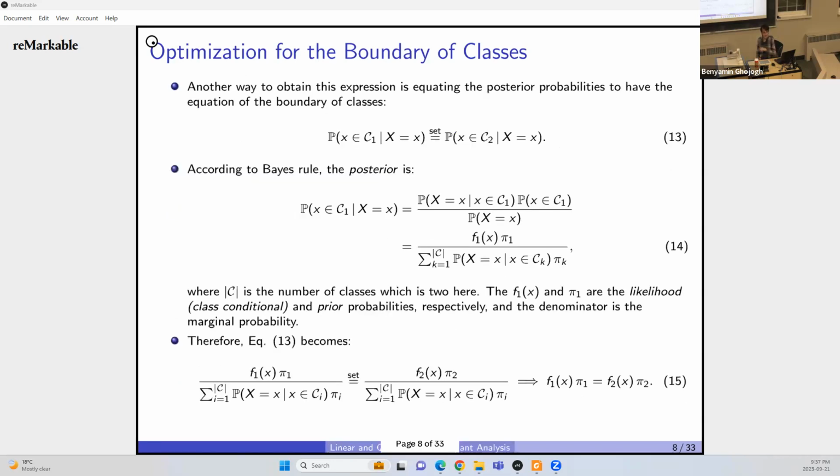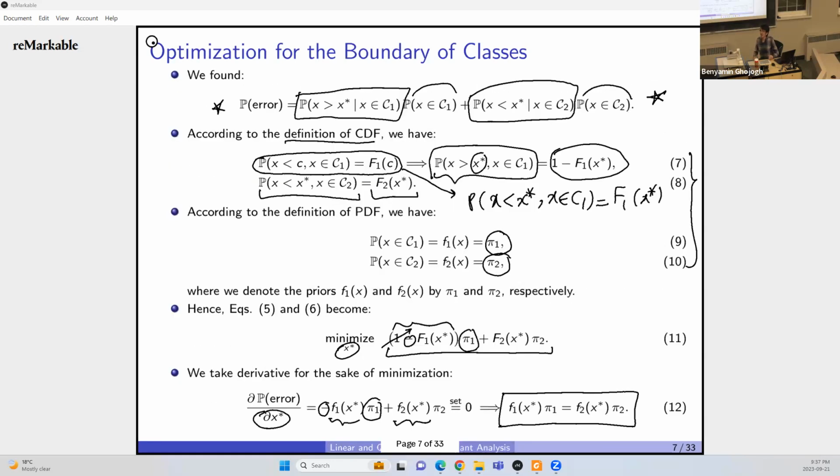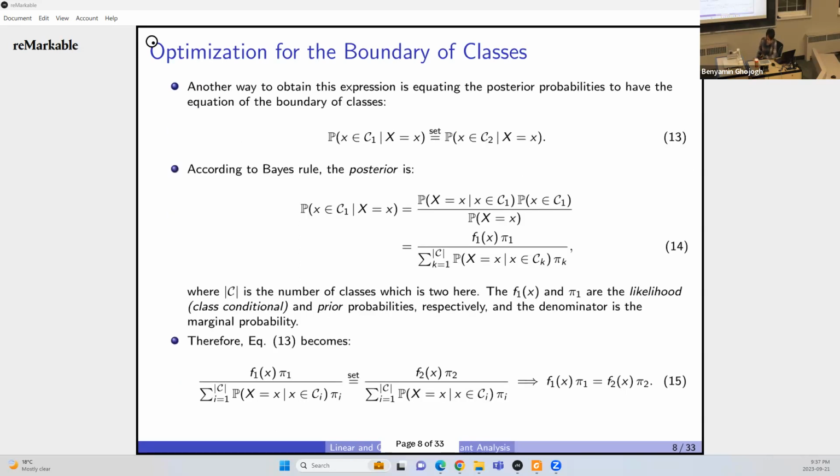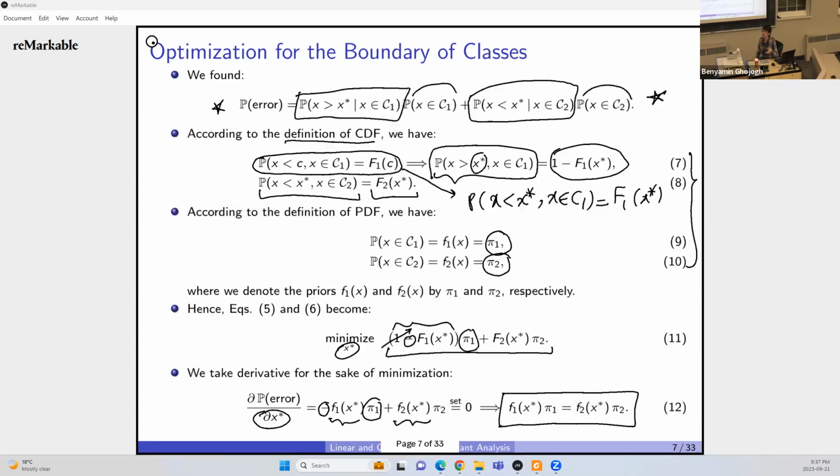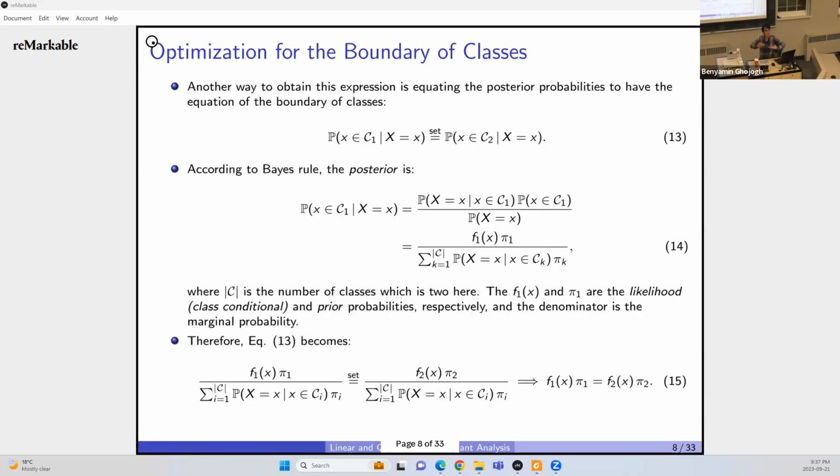We can obtain that equation in another way. I think it's easy for you to understand. Rather than minimizing the probability of error, let's say the decision boundary is where the posteriors are equal to each other. What is the posterior? This is the posterior. This is called posterior.